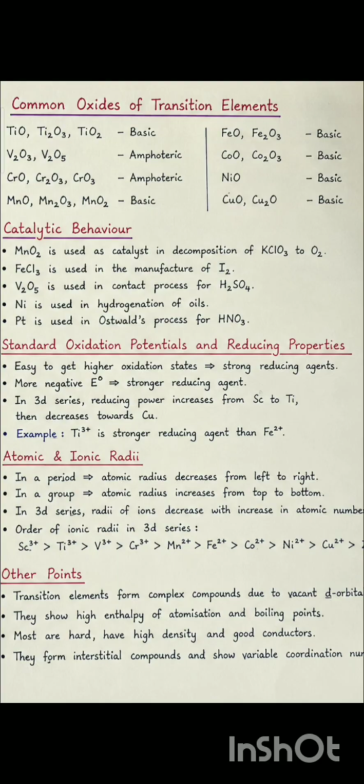And next one is standard oxidation potential and reducing properties. Easy to get higher oxidation states means strong reducing agents. More negative E naught means stronger reducing agent. In the 3d series, reducing power increases from scandium to titanium and then decreases towards copper. For example, titanium +3 is a stronger reducing agent than Fe +2. More negative E naught means it is a stronger reducing agent.